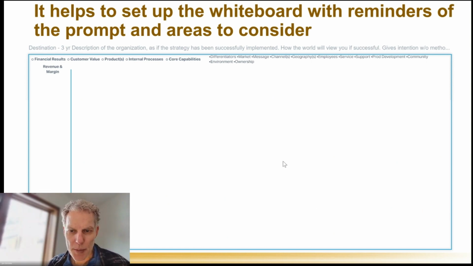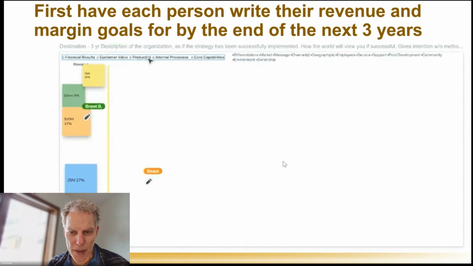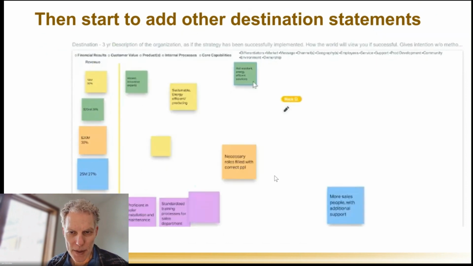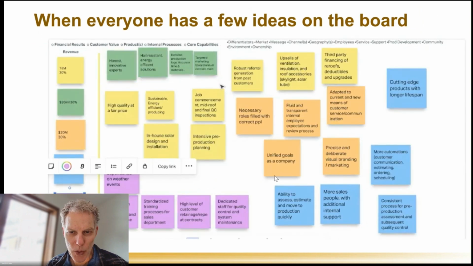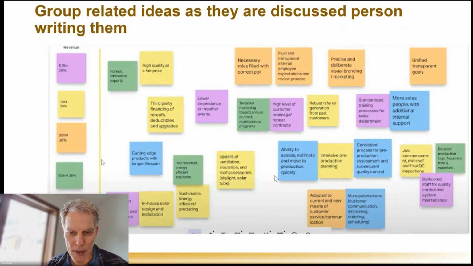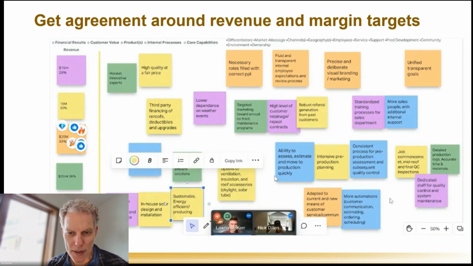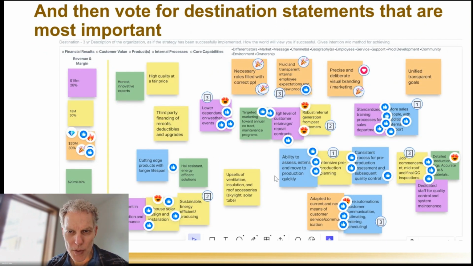Starting with a board that has a prompt on it, first have each person write their revenue and margin goals for the end of the next 3 years. Then start to add other destination statements. When everyone has a few ideas on the board, group related ideas as they are discussed by the person who wrote them. When all ideas are out, get agreement around revenue and margin targets, and then vote for the other destination statement groups that are most important.